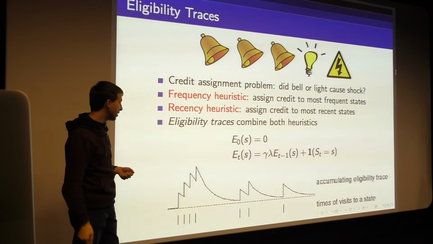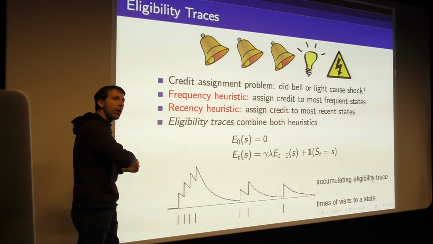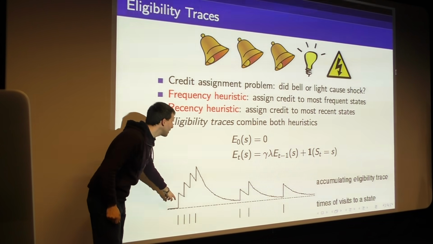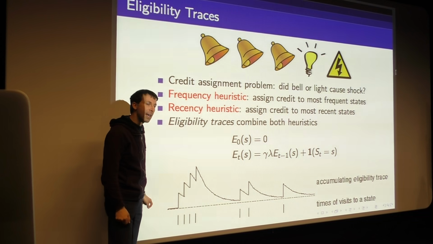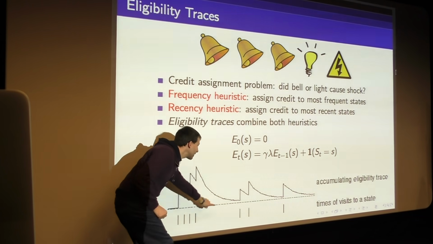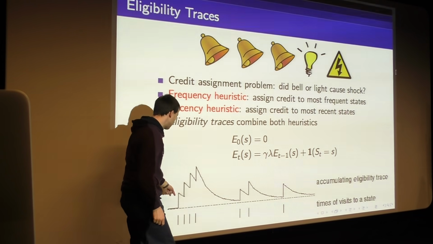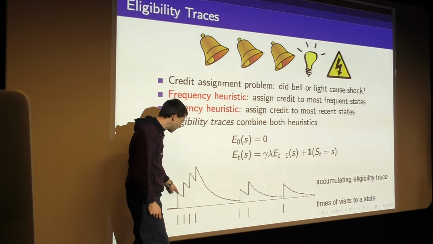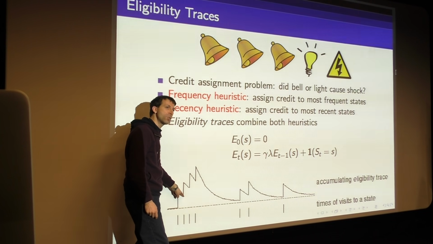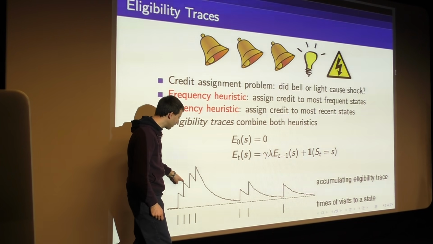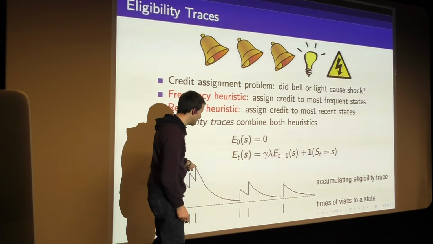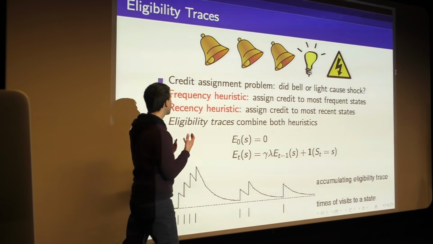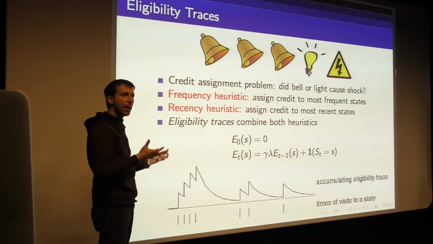What we do with eligibility traces is we look over time at the states that we visit. This is the eligibility trace for one particular state, and this is the moment at which we visit that state. Every time we visit that state, we increase the eligibility trace. And as we start to not visit it, we decrease the eligibility trace exponentially. So we see it, we increase it, we increase it again, and then we don't see it for a long time, and it decays off. This gives us our frequency and recency heuristics combined together.